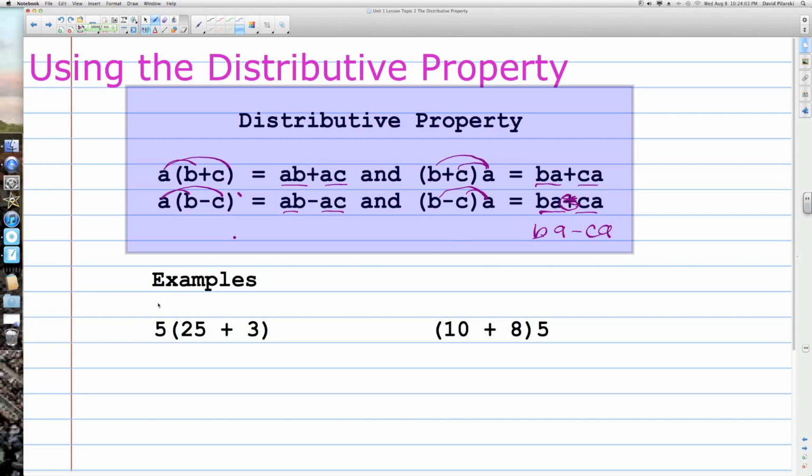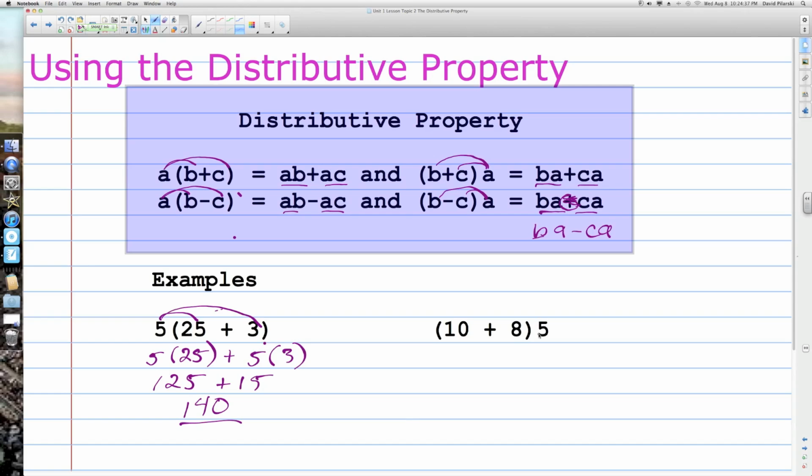Now here we have a couple of numerical examples. Instead of adding these two numbers together inside of parentheses, I'm going to distribute here. So I'm going to go 5 times 25, and I'm going to add that to 5 times 3. 5 times 25 is 125, and 5 times 3 is 15. Add those two together, that gives us 140. So there's another way to simplify an expression with parentheses.